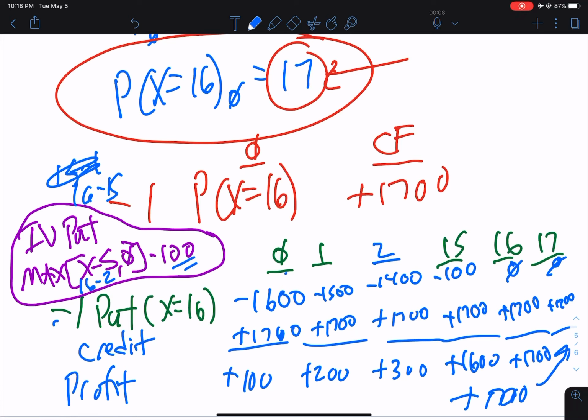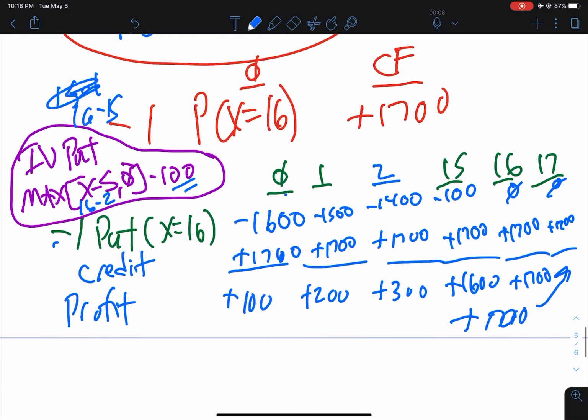Okay, so what we've seen here is that, goodness gracious, if we ever see a put that has a price that's higher than that put's own strike price, we want to write that put, because we're going to do real well. We're going to do real well, and that's what we've proved here.